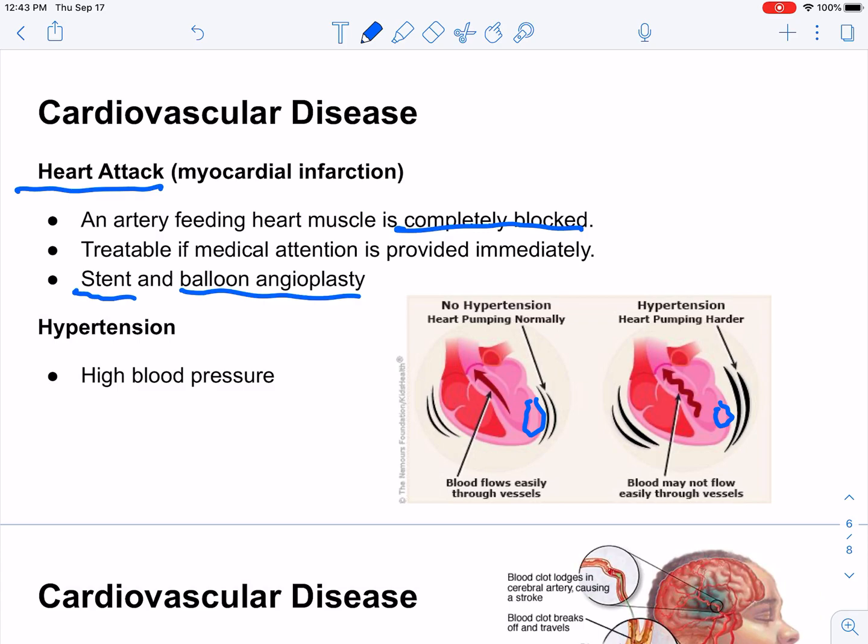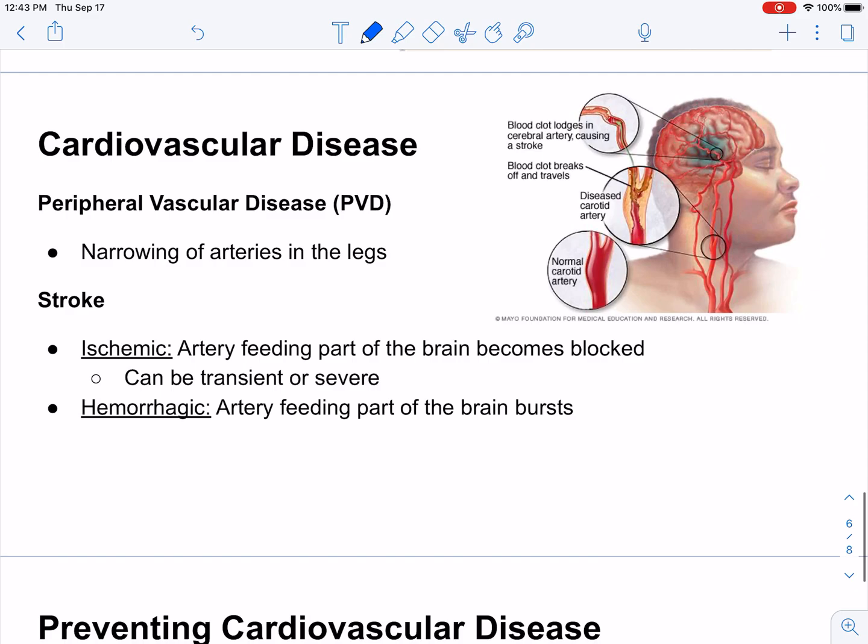Other forms of cardiovascular disease you hear a lot about are hypertension. That's just really high blood pressure. They call this the silent killer because a lot of people don't even realize they have high blood pressure. It's something you just have to test and make sure it doesn't run in your family. PVD, which is peripheral vascular disease, is narrowing of the arteries in the legs, often results in a lot of pain in muscles and things like that.